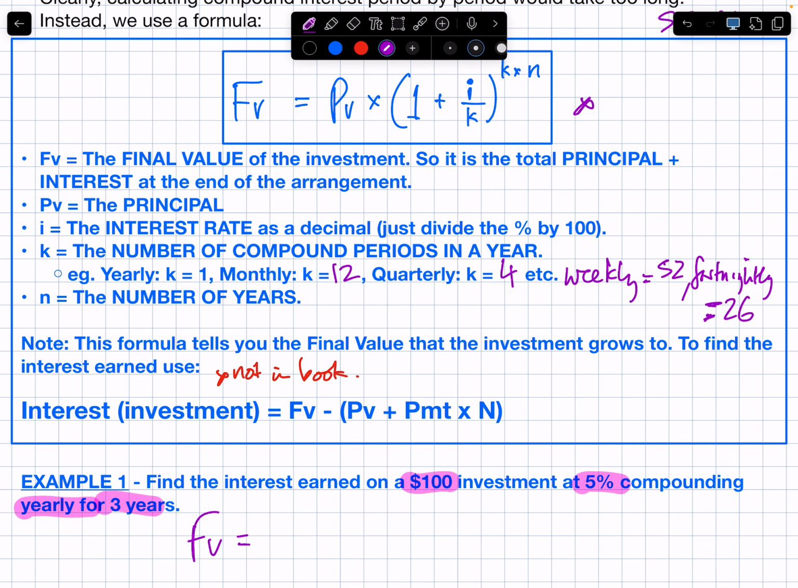FV will be, you invested 100 times by 1 plus, what would 5% be as a decimal? 0.05 over K. For yearly, what would K be? 1, to the power of K again, 1 times by, how many years was it for? 3.